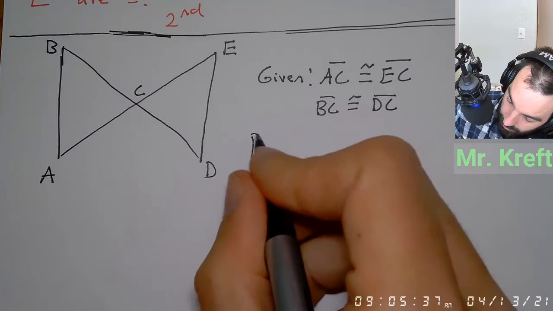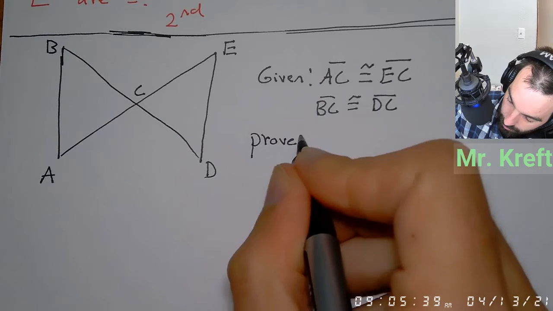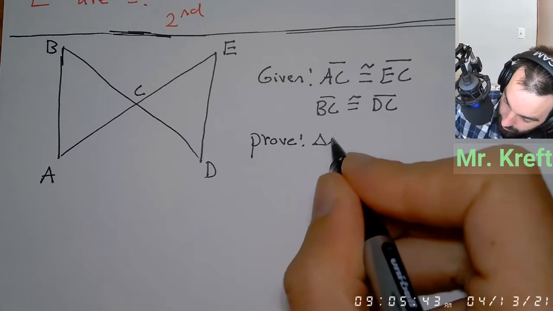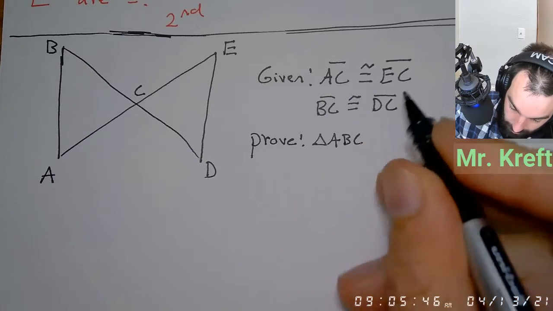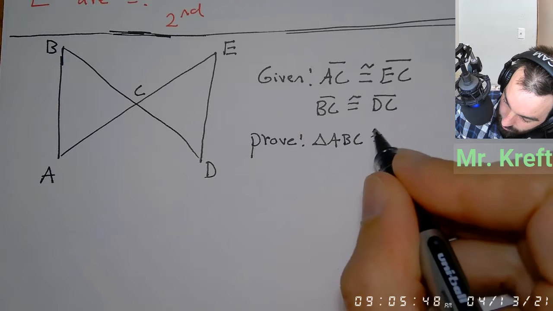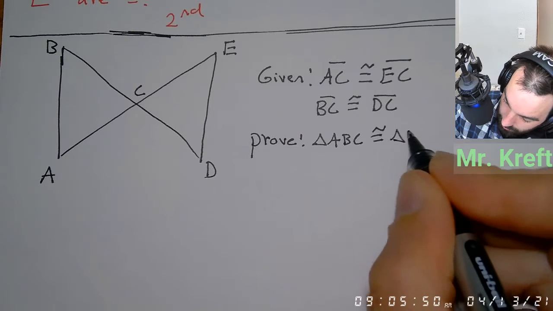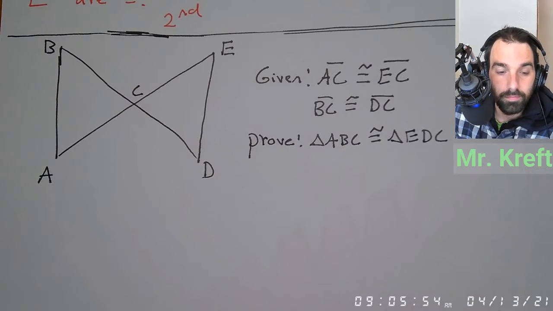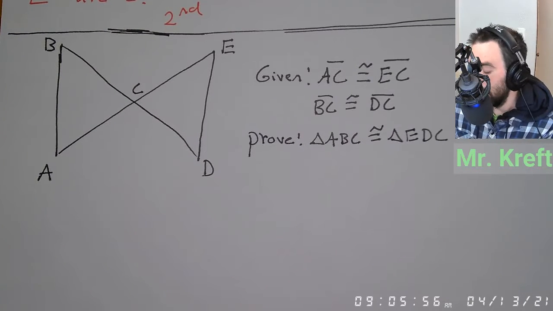And what we're going to do is prove that triangle ABC is congruent to triangle EDC. Okay, so that's the whole problem.